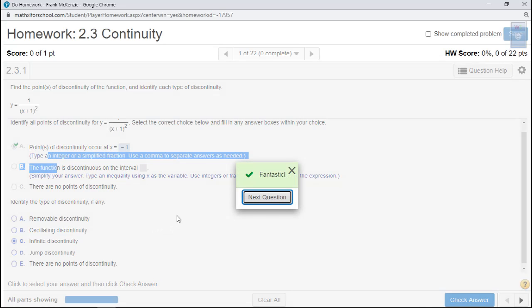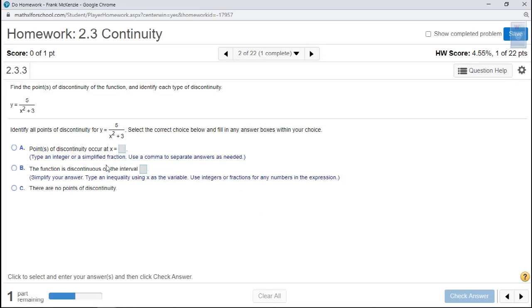And evidently, my internet's a little slow here. Fantastic, though.